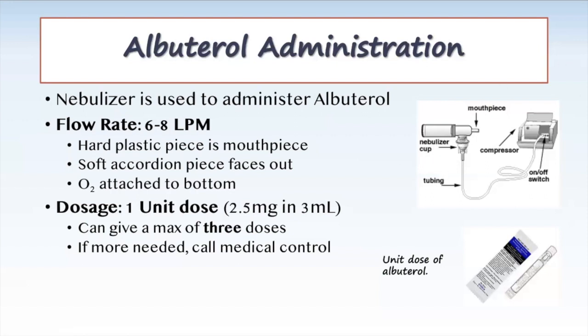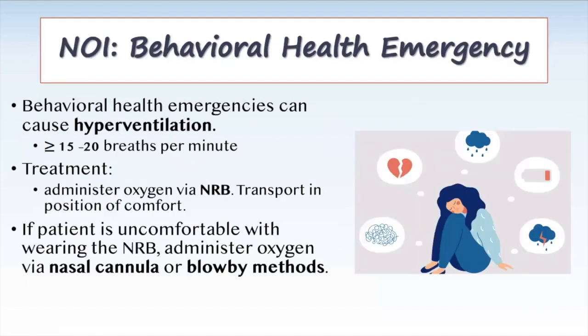Once the mouthpiece has been set up, attach the tubing to the oxygen bottle and set the flow rate to 6 to 8 liters per minute. You may give a maximum of 3 doses. If you think more doses are needed, call medical control. Behavioral health emergencies can cause rapid breathing or hyperventilation. Treatment for this includes encouraging the patient to take deep breaths and administering oxygen with the NRB. Transport the patient in the position that they are most comfortable in.